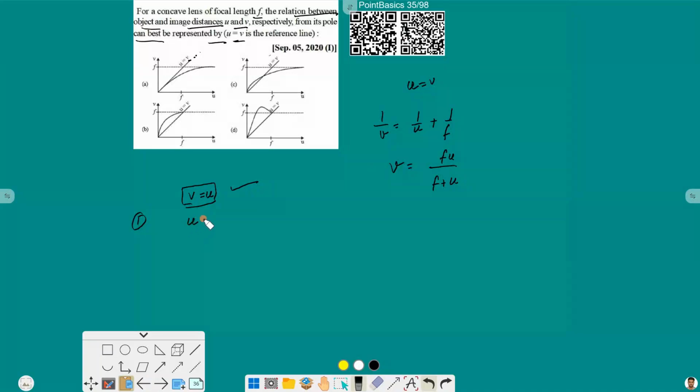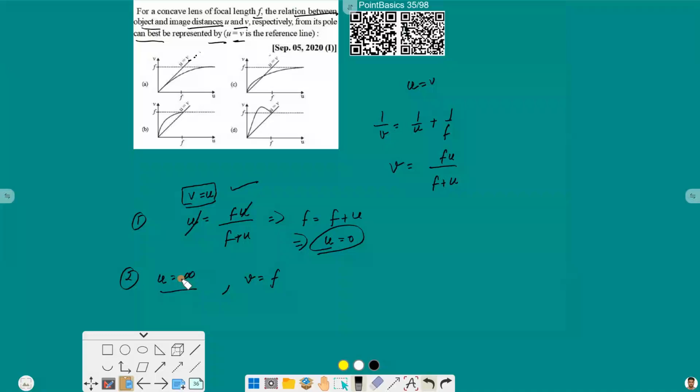So we will have u is equal to fu by f plus u. u is cancelled, and from this we get f is equal to f plus u. As f is not 0, u is equal to 0. So if u is 0, v is also 0. Now moving ahead, the second case, if u is infinite. If the object is at infinity, then v is equal to f.